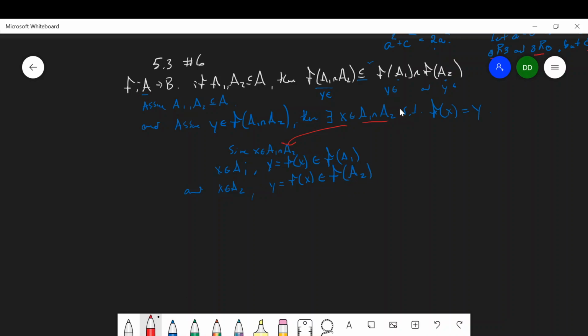And so we get these two statements: y is in f of A1 and y is in f of A2. Hence, using the definition of intersection again, y must be in the intersection of those two sets, f of A1 intersect f of A2. And that's what we wanted to show.